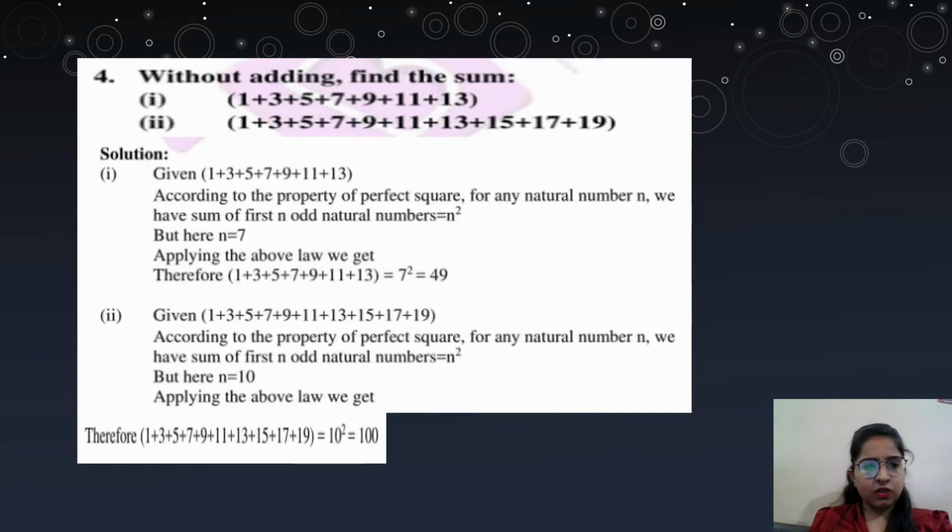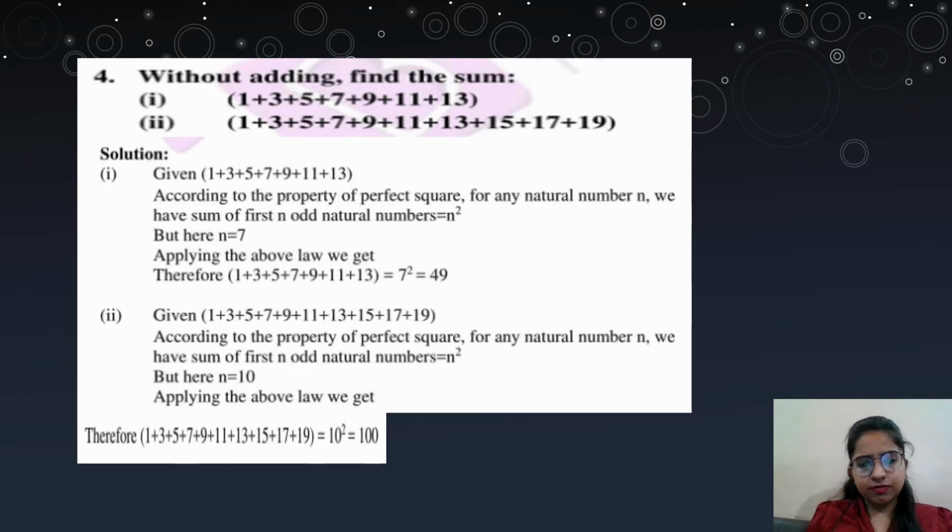So coming to the next screen, without adding, find the sum. So students, without adding, you have to use one property. There is no need to do addition actually. What you have to do is just count the numbers. How many numbers are there? Okay, just count it.